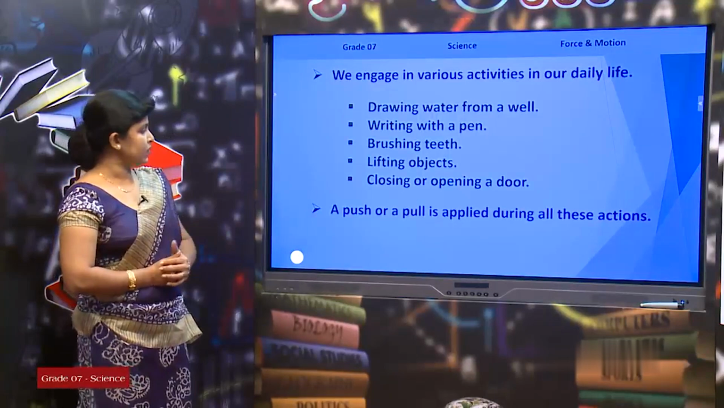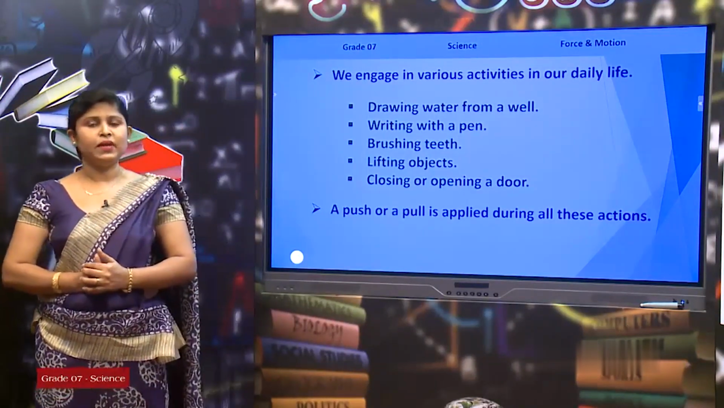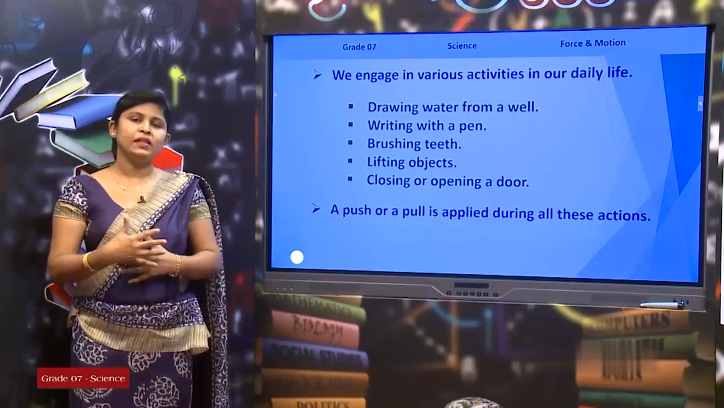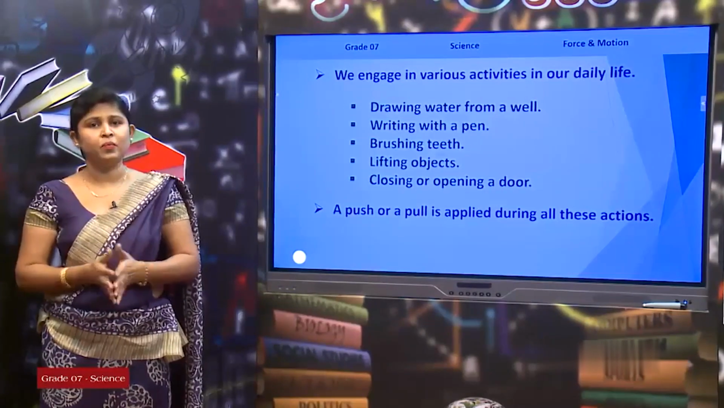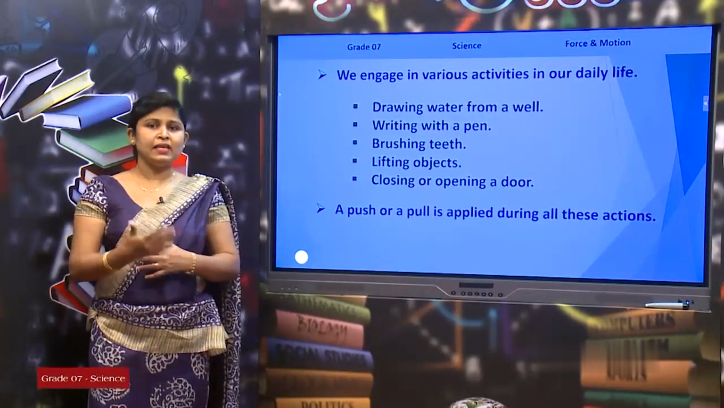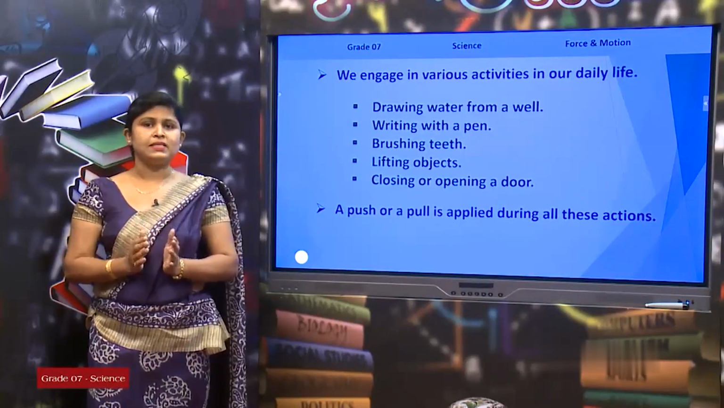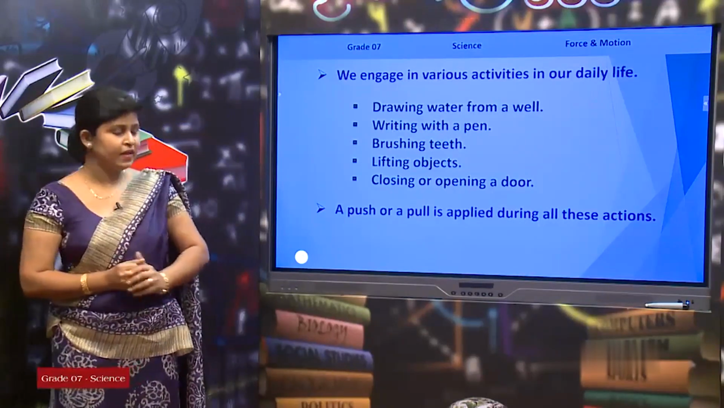In all these activities, a push or a pull is applied. Then you can understand that in all these activities, there is a pushing or pulling. In my next activity, you must understand the difference between pushing and pulling, right? We will see.